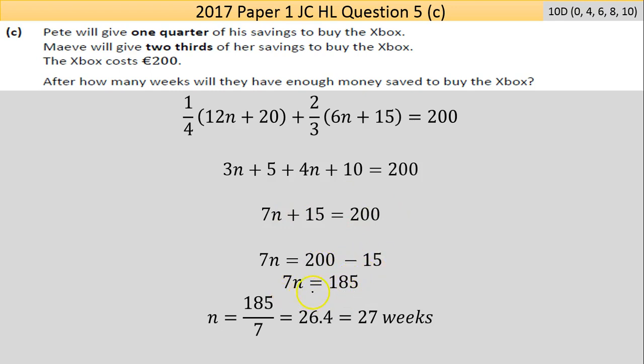So 7 times some number equals 185. You can try to guess it, or just divide the 185 by 7. It was multiplied on the left, so it comes across the equals and does the opposite, which is divided. Do that calculation and we get 26.4 weeks. Now, how many weeks? You always have to round, even if it's 26.1 weeks, you round up to the next full week. So the answer there is 27 weeks.